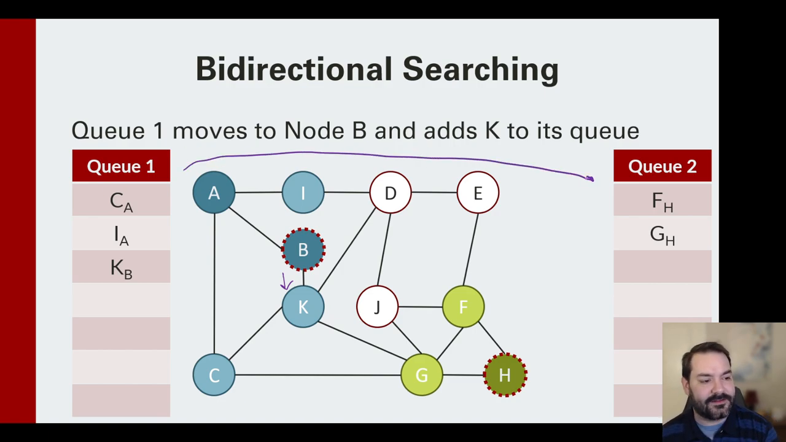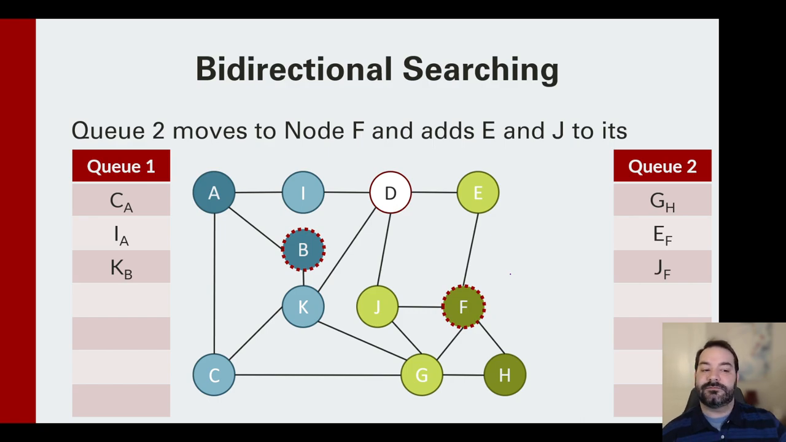I go back to queue number 2, and I am going to pull out my F, and I'm going to add in G and J and E. I'm not going to add in G again, only because I see it in there. That's more of a design choice for our sake. It's already in the queue. We'll leave it there. Okay, well, what happens next?